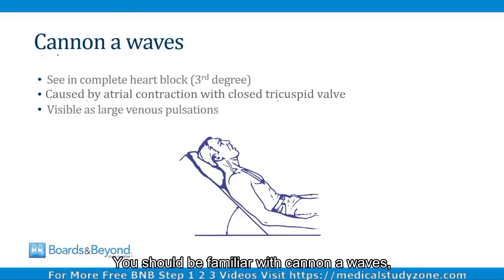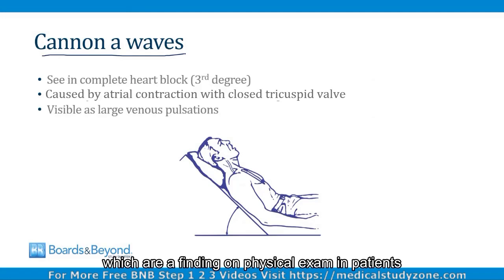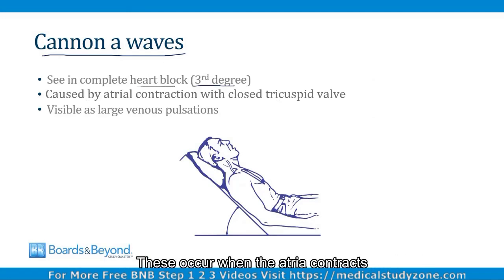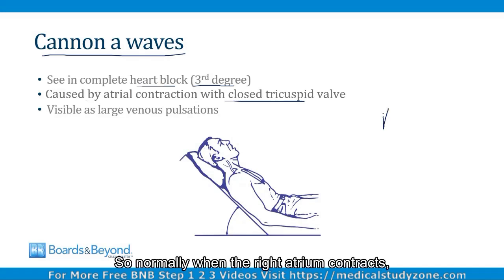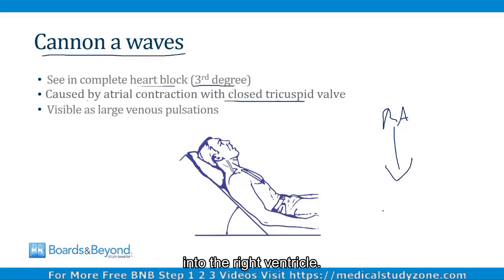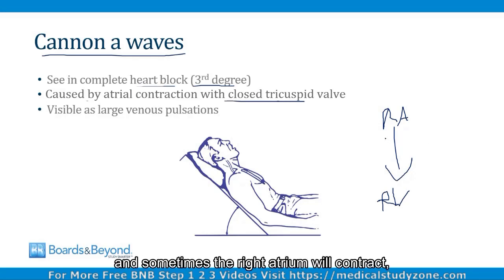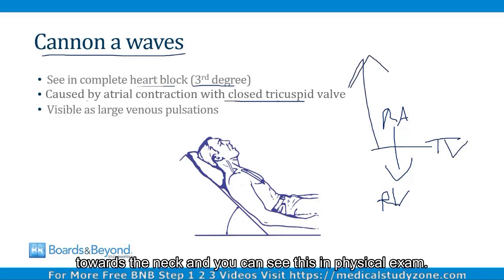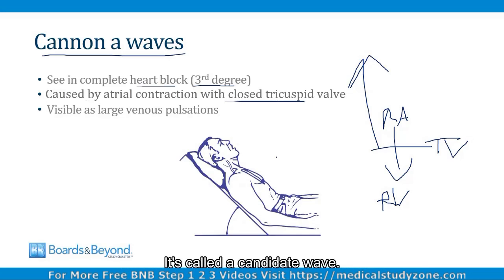You should be familiar with Cannon A waves, which are a finding on physical exam in patients who have complete heart block or third degree heart block. These occur when the atria contracts against the closed tricuspid valve. So normally, when the right atrium contracts, the tricuspid valve is open and blood can be pushed into the right ventricle. However, in complete heart block, the atria and the ventricle are out of sync. They are depolarizing at different times, and sometimes the right atrium will contract, but the tricuspid valve will be closed. When that happens, blood will be pushed upward towards the neck, and you can see this on physical exam. It's called a Cannon A wave.